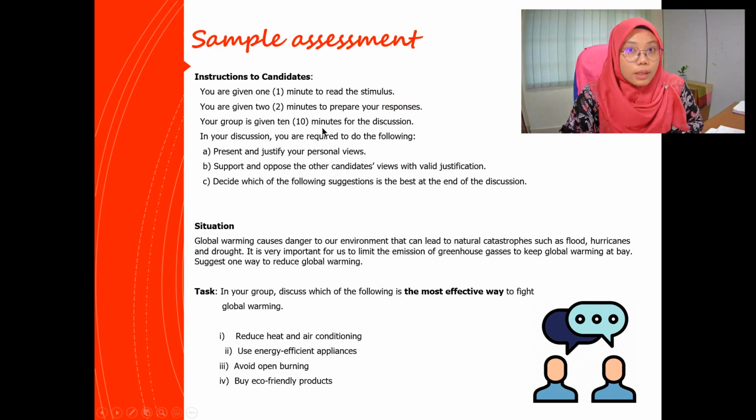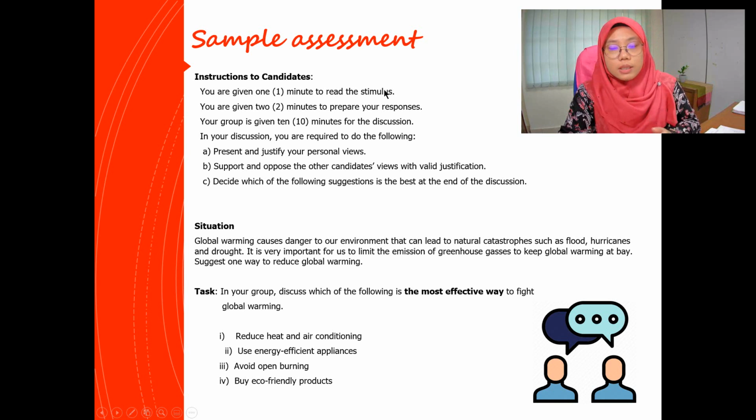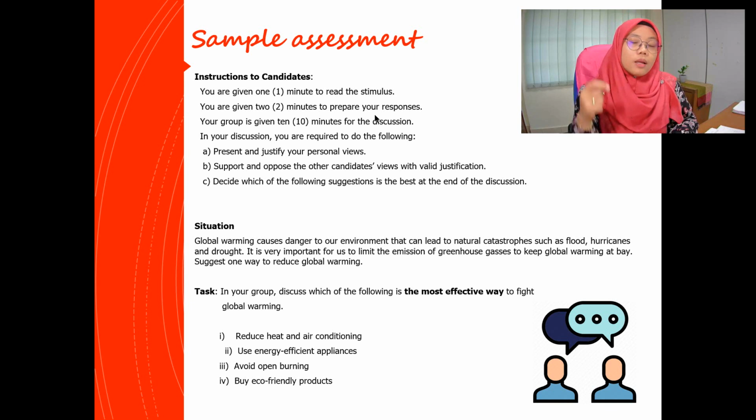Alright, now let's take a look at some of the sample questions for speaking tests. Now this is the instruction. So based on the instruction, it says here you are given 1 minute to read the stimulus, which means the questions given. And then you are given 2 minutes to prepare your response. So you can prepare. Preparing means that you have to write.